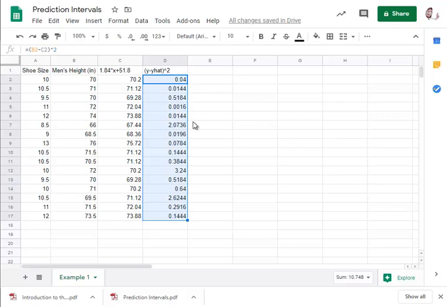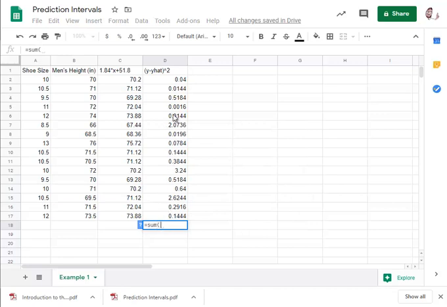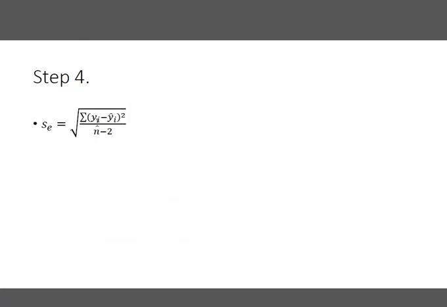So I'm going to do the sum here. Go equals sum. That's the command for adding something up. And then I'm going to highlight all of that list. And that will be the sum of the y minus the y hat squareds. All right, so we're going to plug that number here, and then we're going to divide that by 16 minus 2, because again, the sample size for this is 16 men.